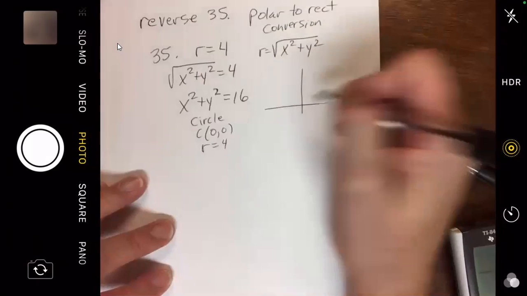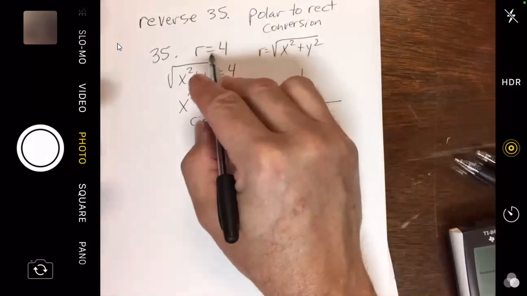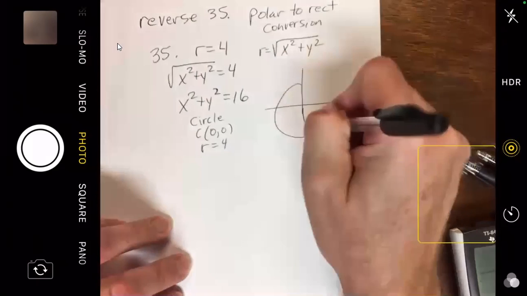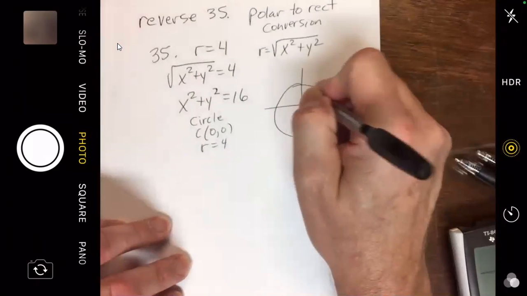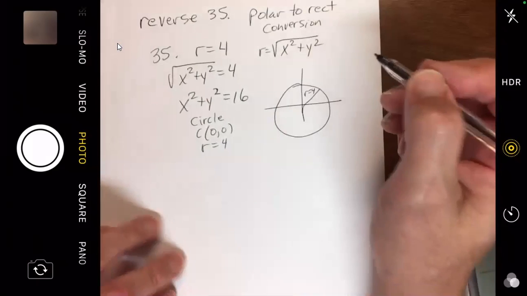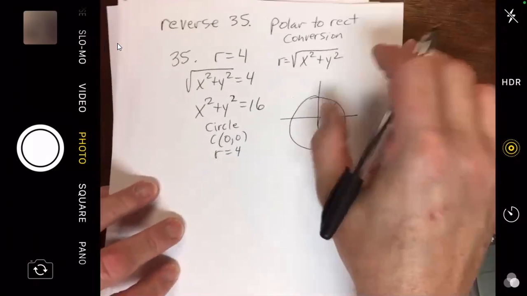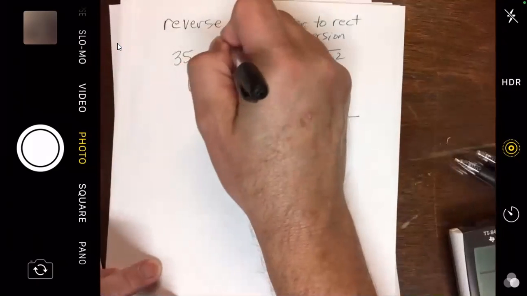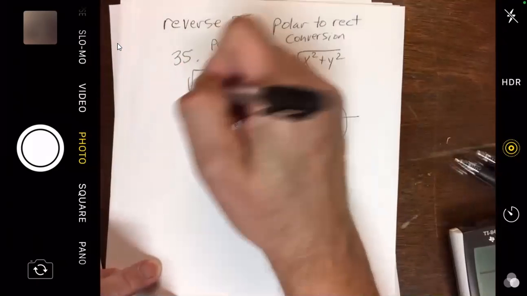So you could draw that. You could draw out a radius, just exactly like the r equals 3 back in 25. But yeah, you get a circle with a radius equal to 4 in polar mode. And that's the rectangular form. This is polar form. This is rectangular.